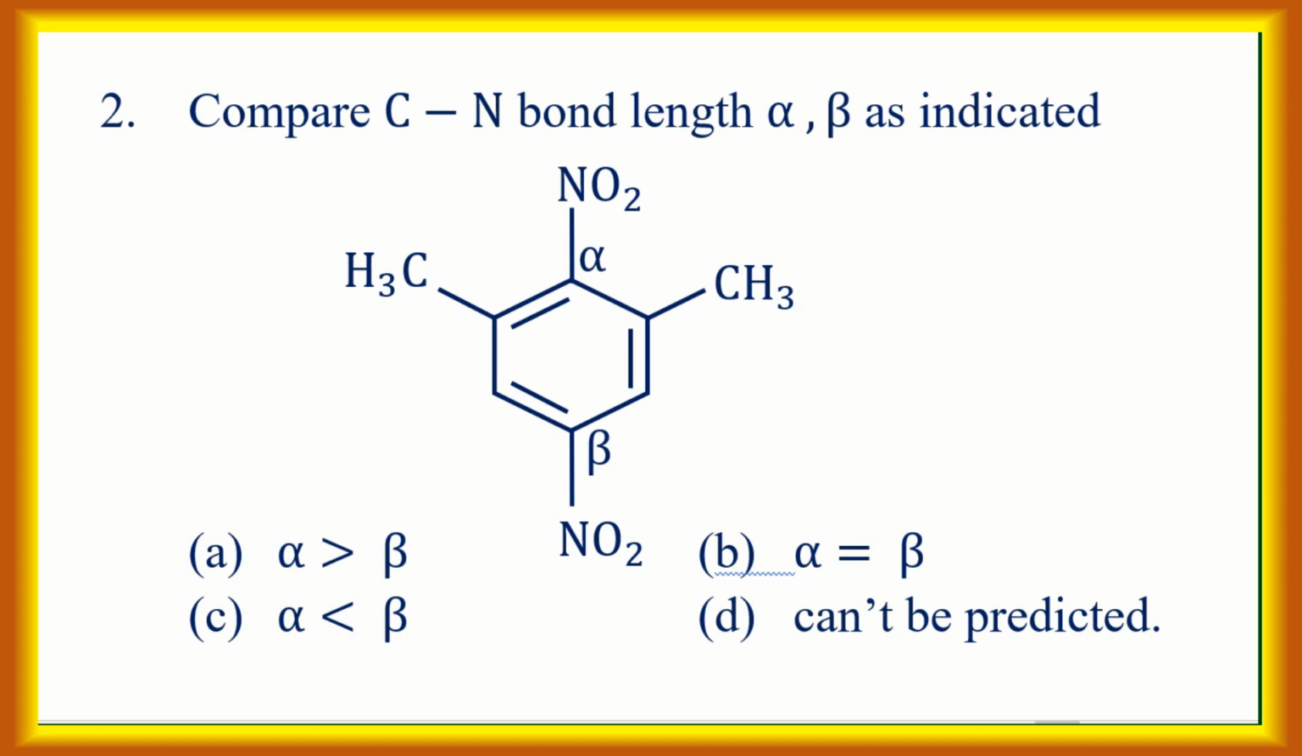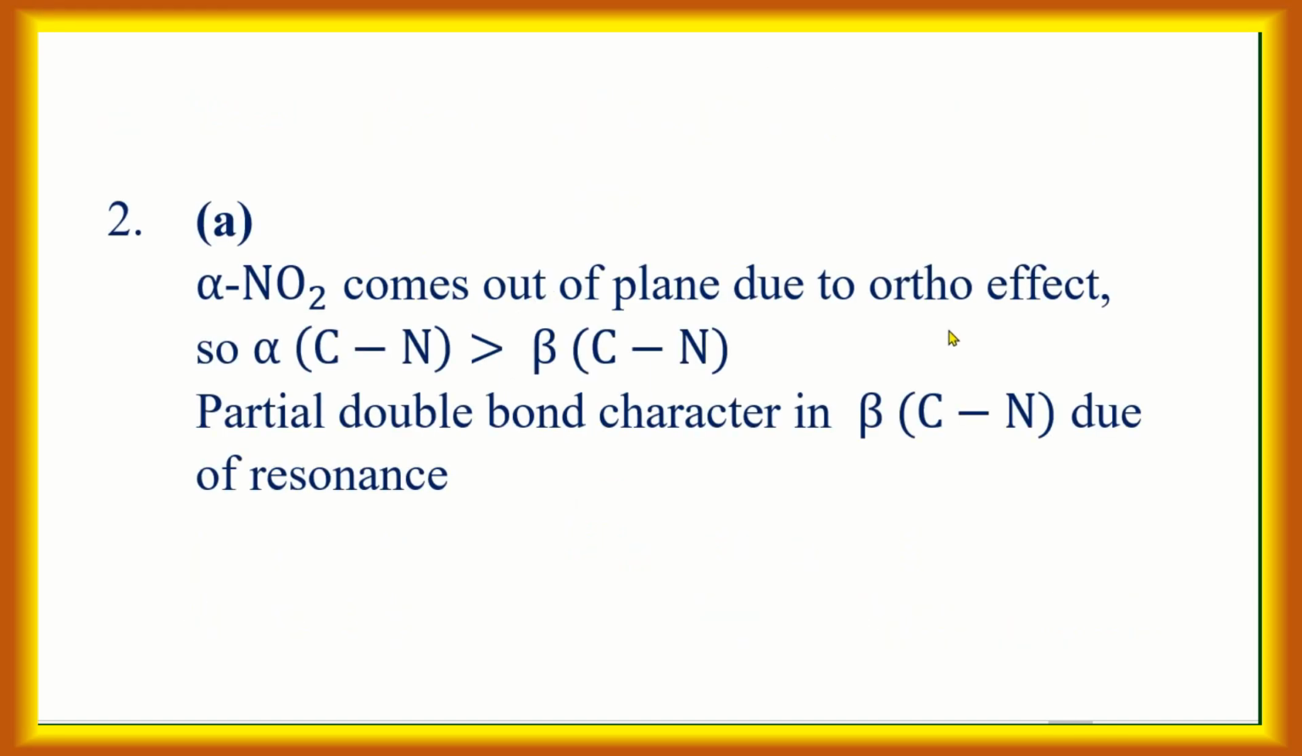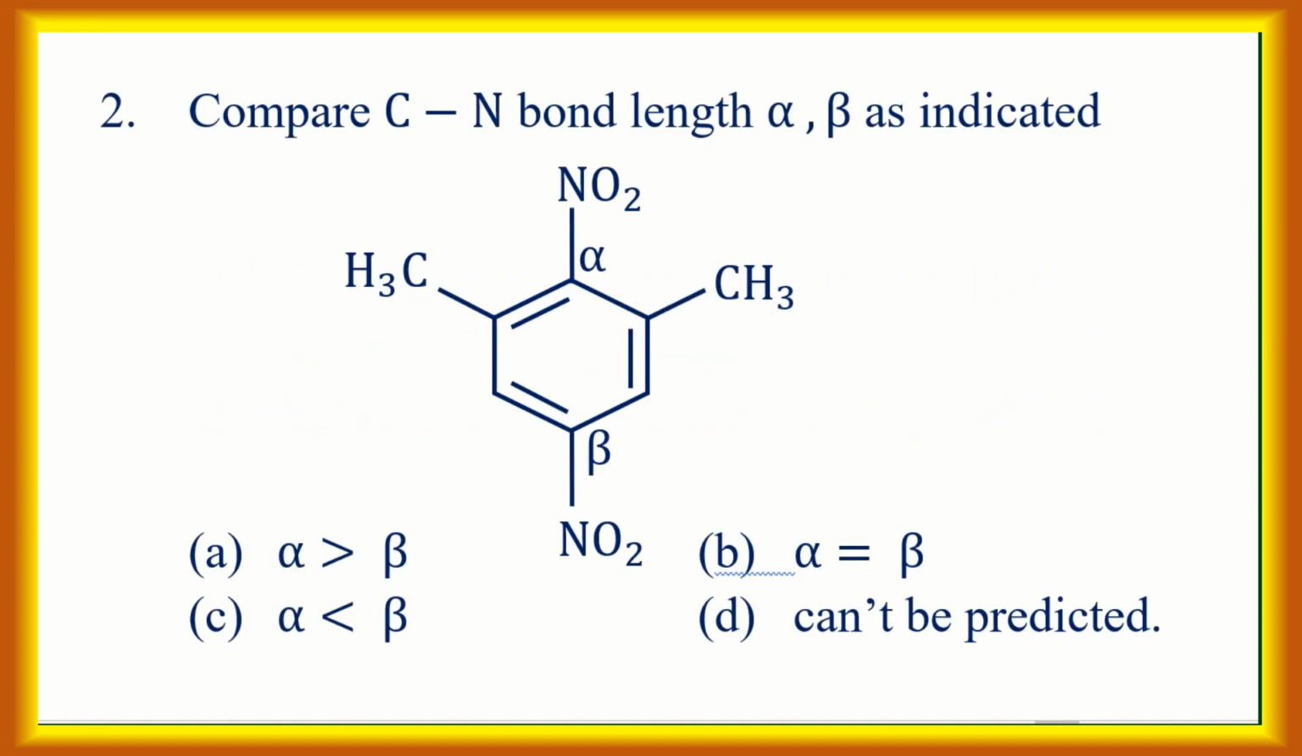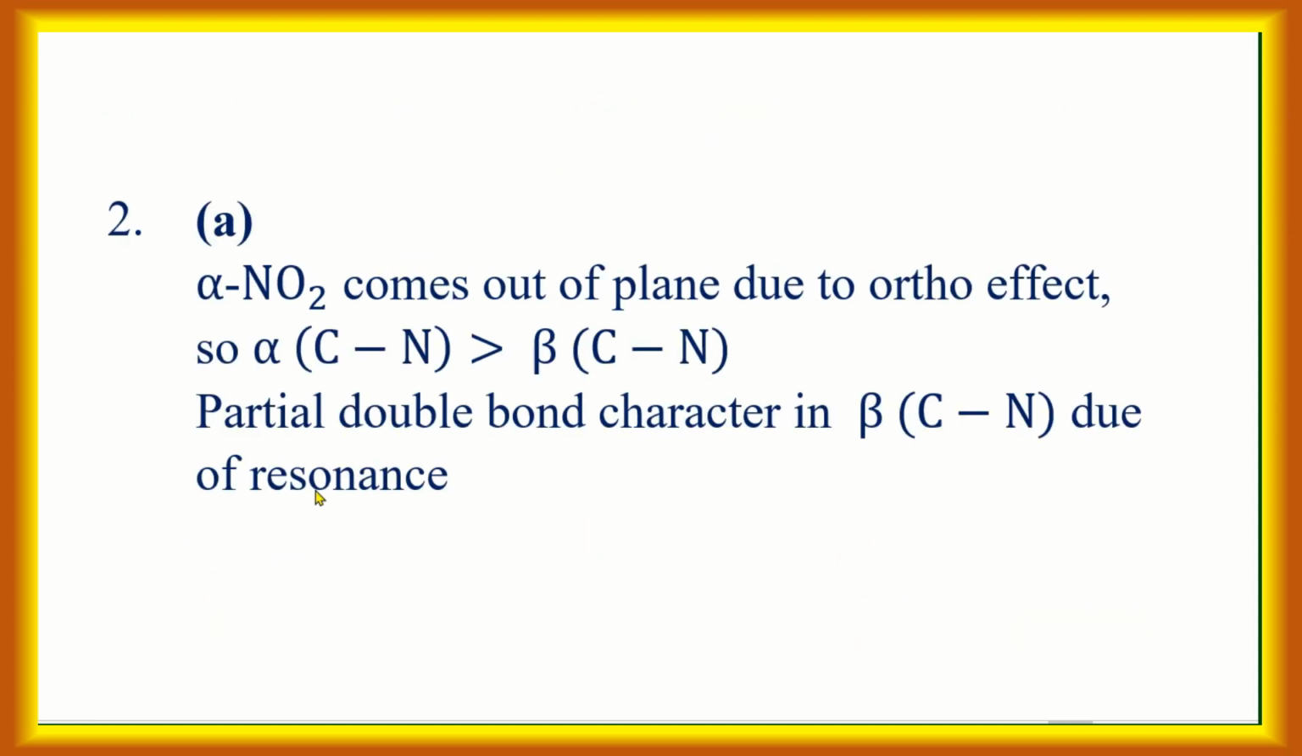In this question, we determine the CN bond length at the alpha and beta positions; which CN bond length is more? Now your answer is A. The alpha position of NO2 comes out of plane due to the ortho effect. What is the ortho effect? The ortho effect is the repulsion of two bulky groups at ortho positions. Here the alpha CN bond is longer because the beta CN forms a partial double bond character due to resonance. So it is clear now.